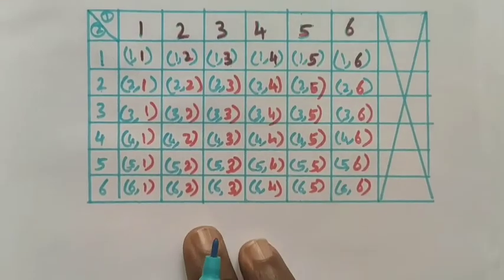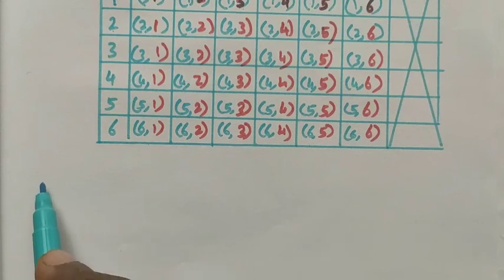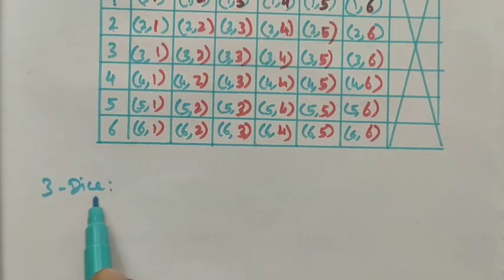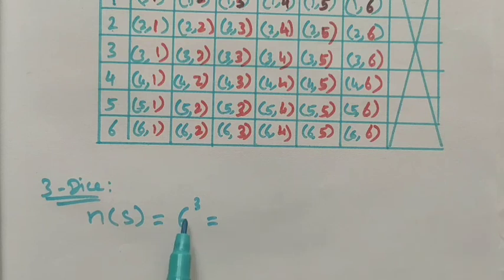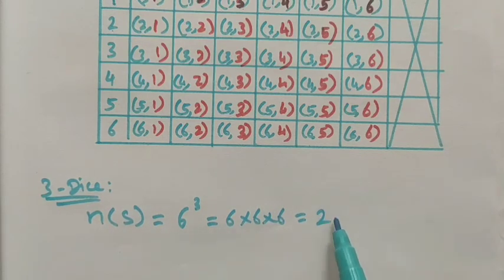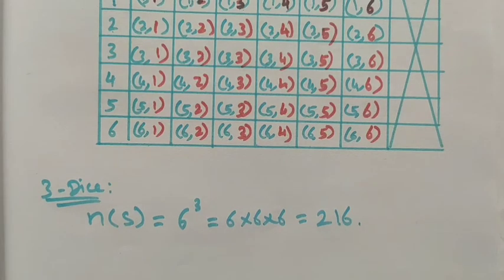Suppose for 3 dice, I already told you, for 3 dice or die is rolled thrice, so we have the sample space n of S is equal to 6 power 3, right? 6 power 3 is nothing but 6 into 6 into 6, so we get 216 possible outcomes for 3 dice.